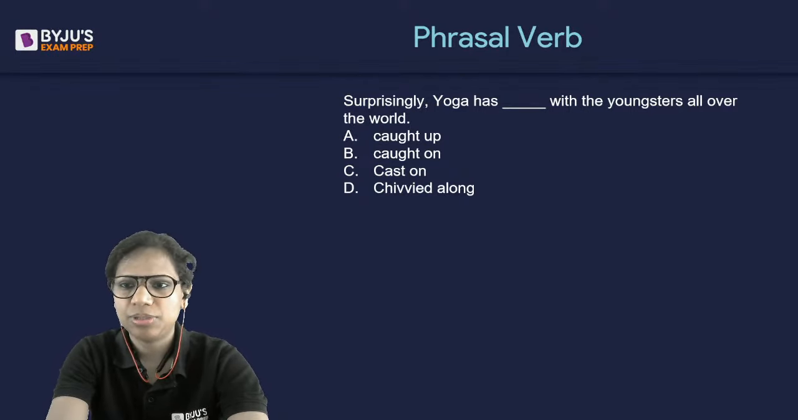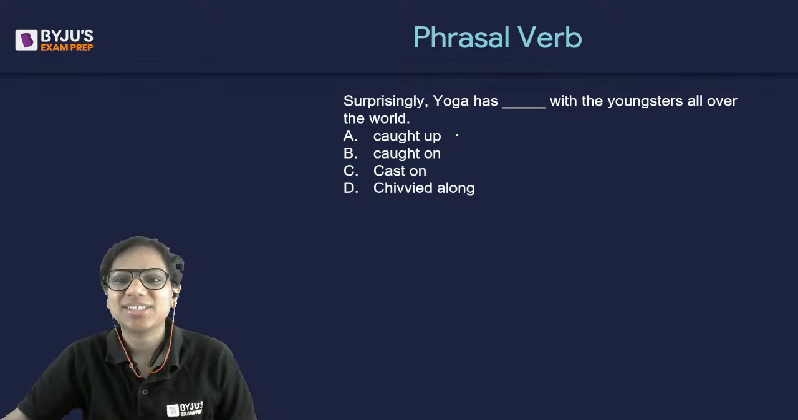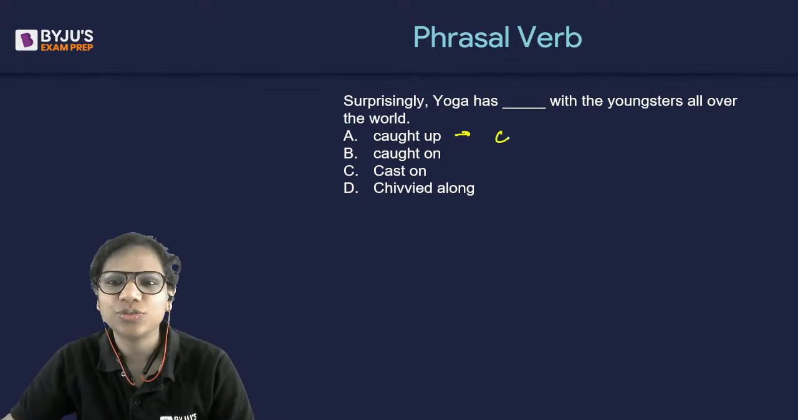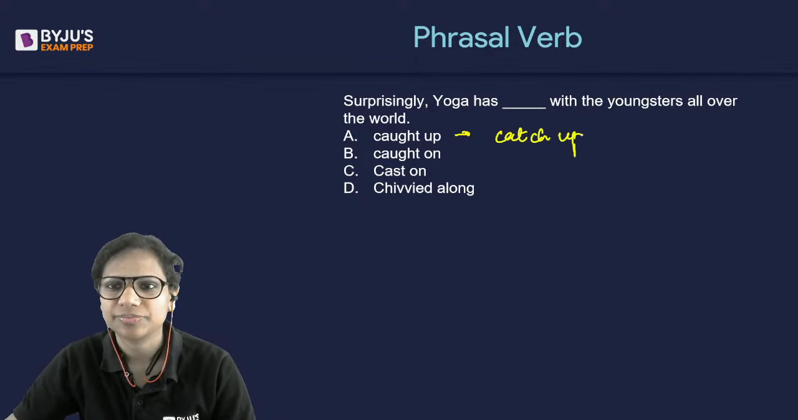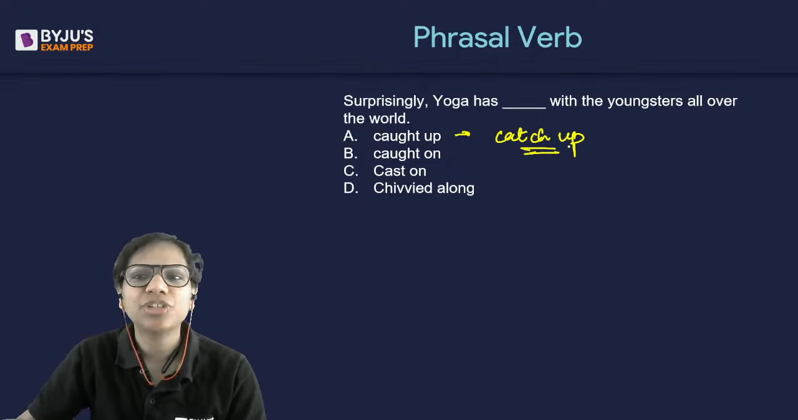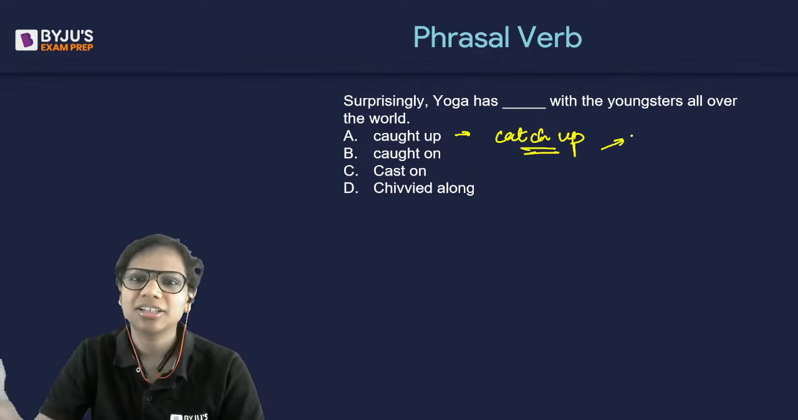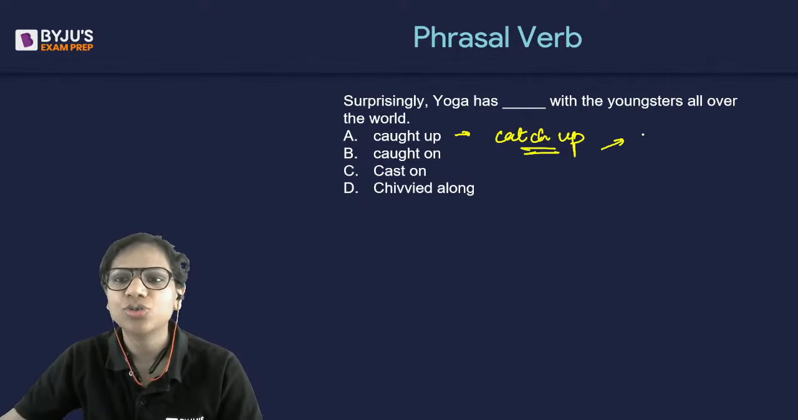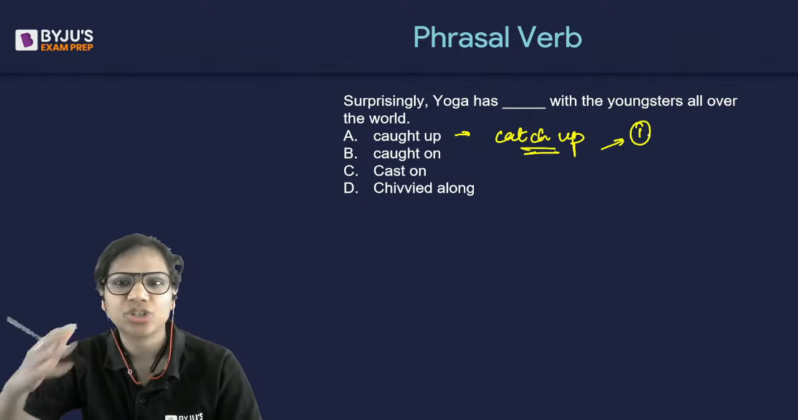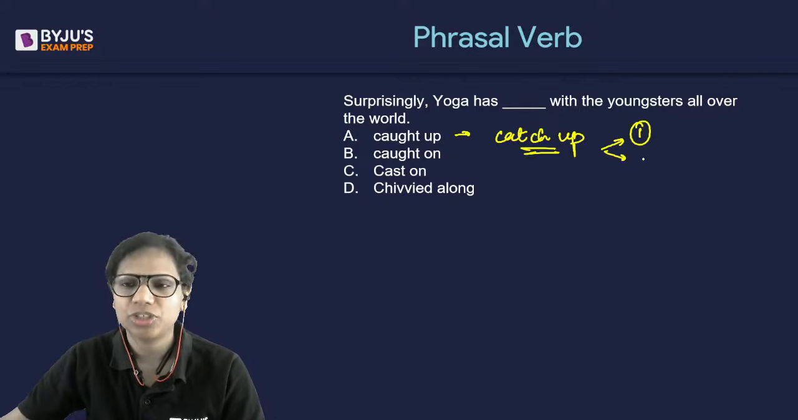Okay, D, A, B, all right. A lot of you say A. Caught up, okay. What does it mean to catch up? So, this is just the past tense of the phrasal verb, catch up. If you catch up with someone, let's say they were ahead of you, now you gain speed and come equal to where they are.